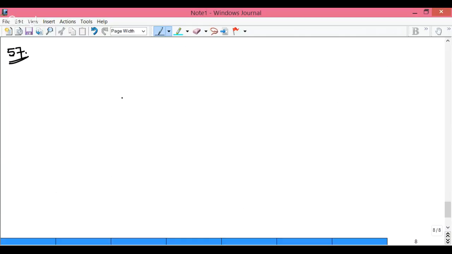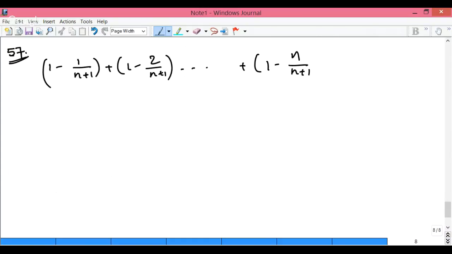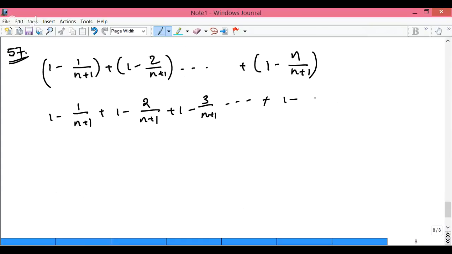The 57th one is asking the sum of 1 minus 1 by n plus 1, plus 1 minus 2 by n plus 1, and so on, plus 1 minus n by n plus 1. Now take off all the brackets. It is 1 minus 1 by n plus 1, plus 1 minus 2 by n plus 1, plus 1 minus 3 by n plus 1, and so on, plus 1 minus n by n plus 1.